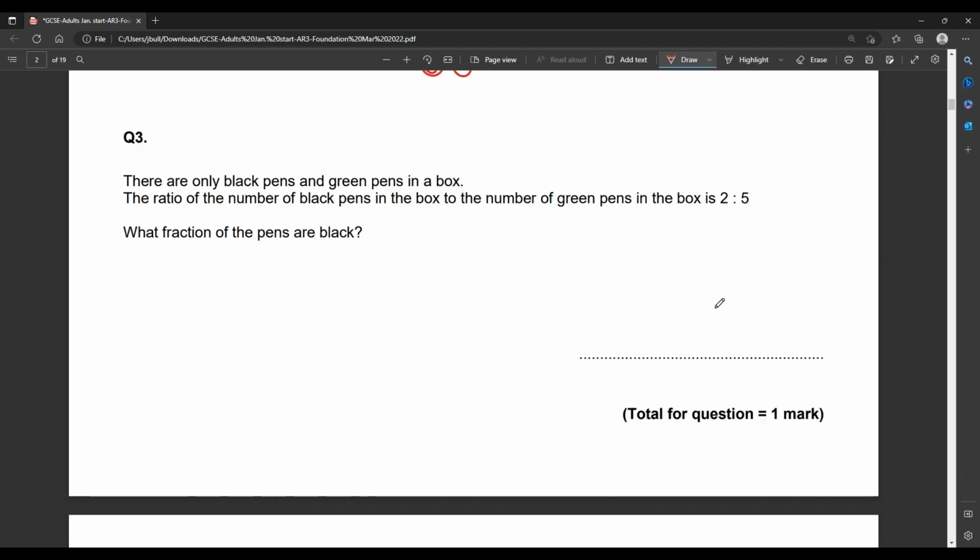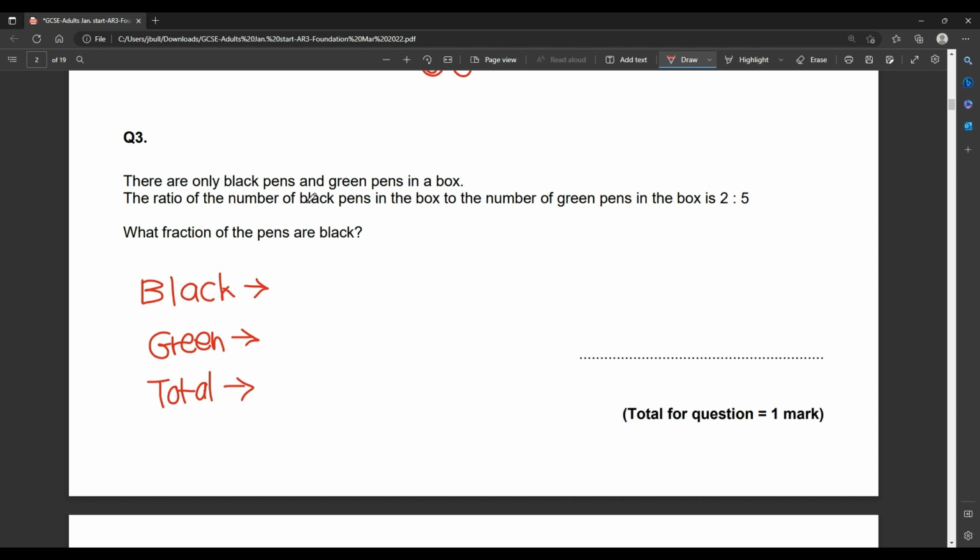Question 3 here, we have a ratio question. So I would say as soon as you see it's a ratio question like this and they want us to write a fraction, a good trick is to first get all your bearings with what we've got. So here we've got black pens, green pens, and the really important thing if we're working with fractions is we need to have also totals.